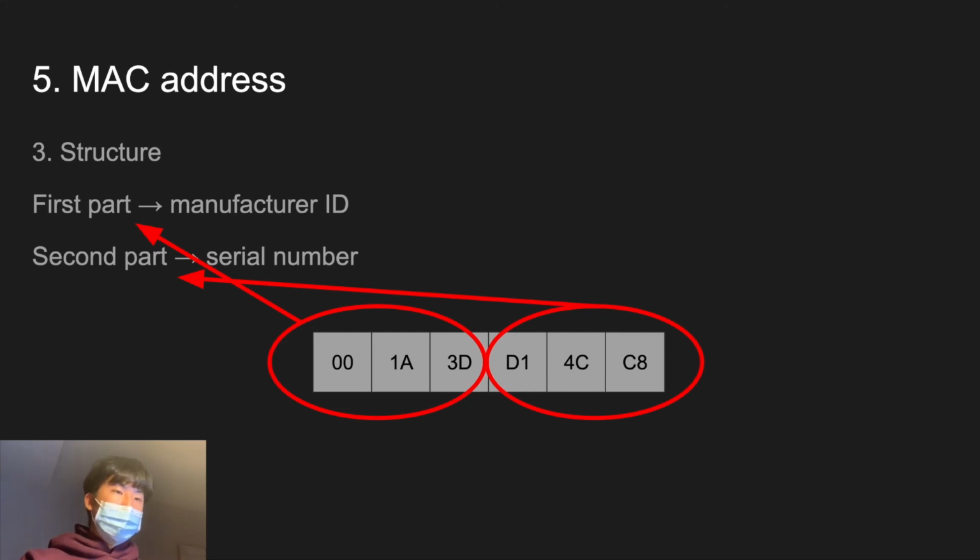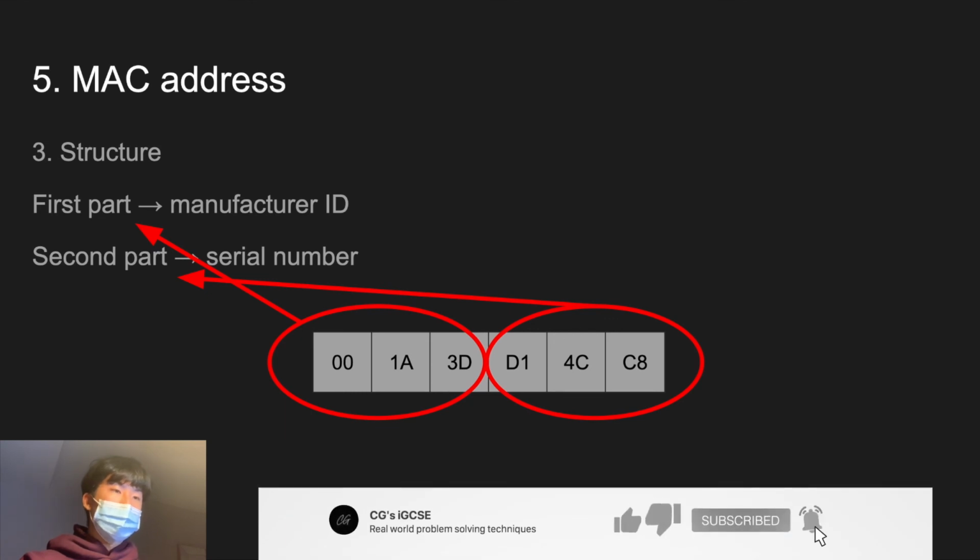So these are the essential types of question that you have to familiarize yourself with and prepare for the final exam. I think that's all for this hexadecimal chapter.